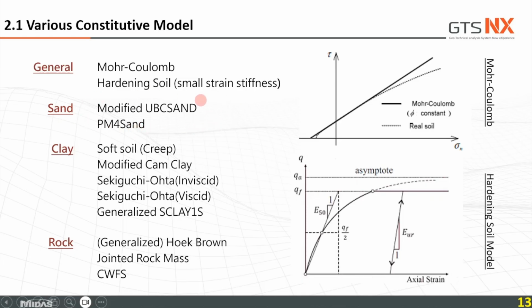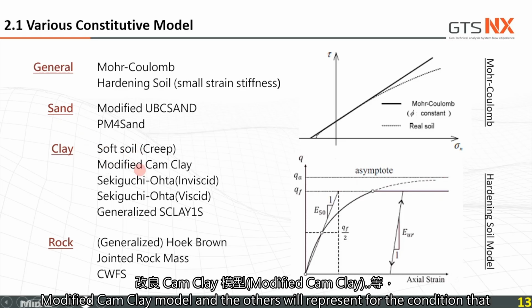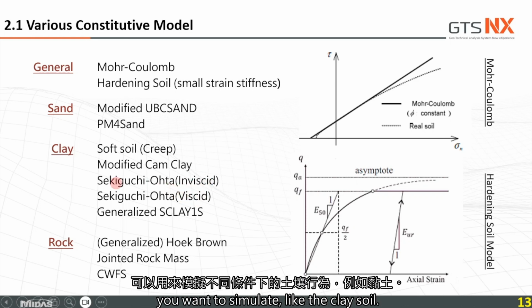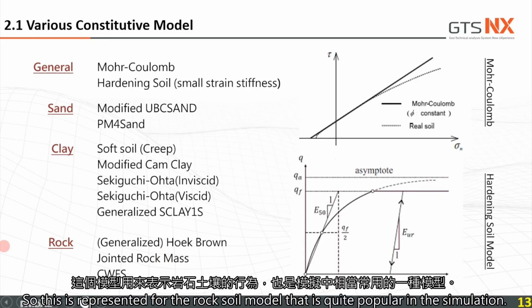These represent the liquefaction condition. Along with that, we also have some other important soil models, like the soft soil and the modified Cam-Clay models, and others that represent the condition you want to simulate, like clay soil. For rock and soil, generalized, we will use the Hoek-Brown model. This represents the rock model that is quite popular in simulation.